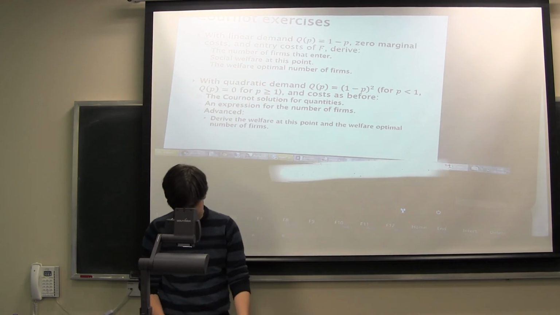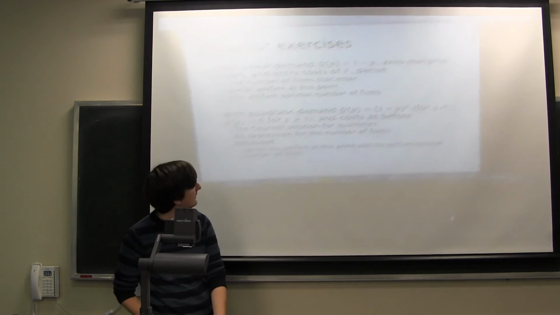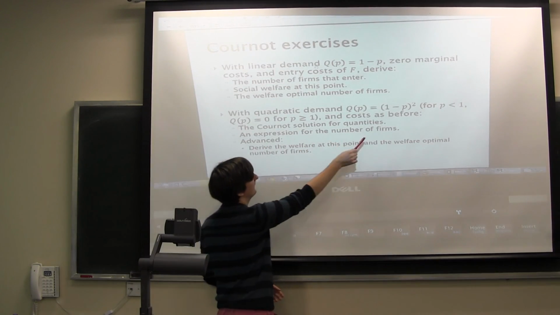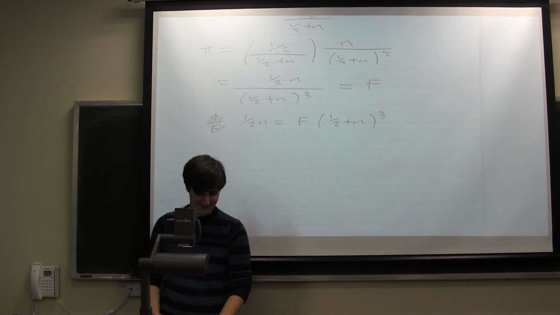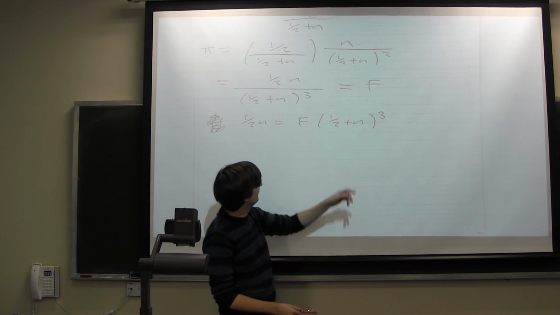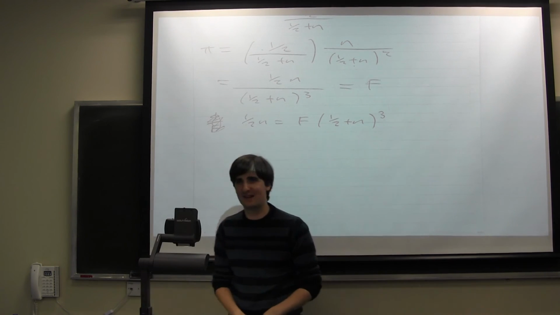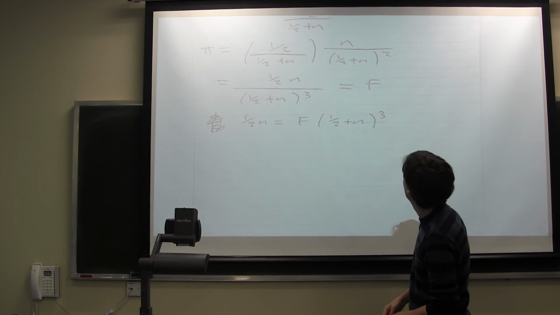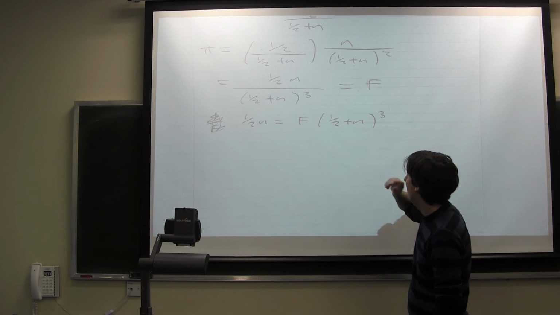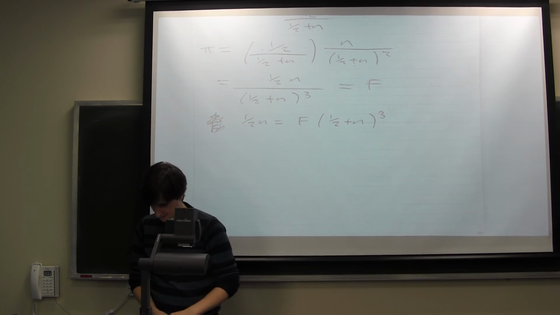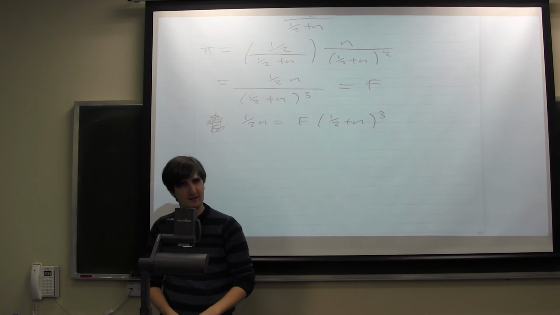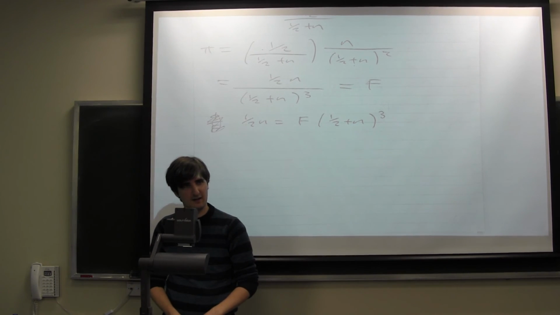Well, I think I was being a bit over ambitious with this question. So I said an expression for the number of firms. So here's an expression for the number of firms. The number of firms is the solution to that equation. You can multiply out these brackets, and maybe I've constructed it so that it does have a nice solution. But for the one before, with the linear demand, where have you calculated social welfare?